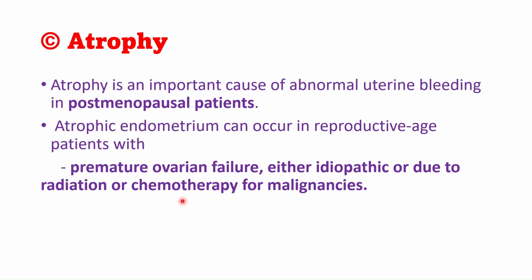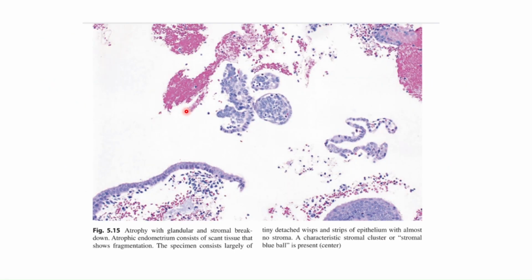Now the third change is atrophy. Atrophy is an important cause of abnormal uterine bleeding in postmenopausal patients. If it occurs in a reproductive age patient, then we have to think of premature ovarian failure, either idiopathic or due to radiation or chemotherapy for malignancy. So in atrophy, these glands are very scant in number, or there is scant tissue available for histopathological examination, and there is fragmentation of glands or surface epithelium.